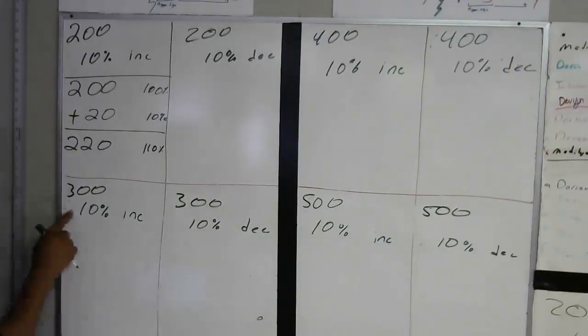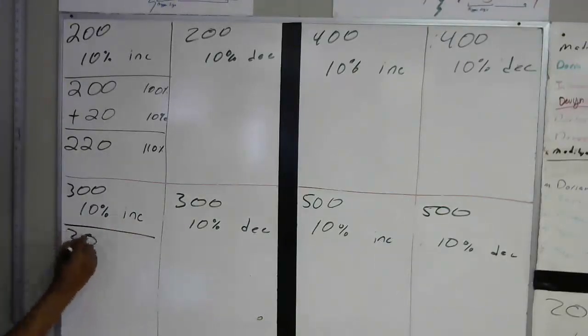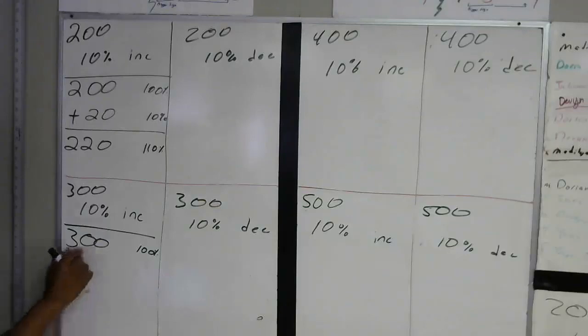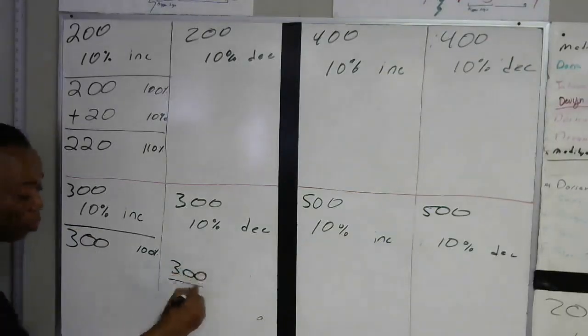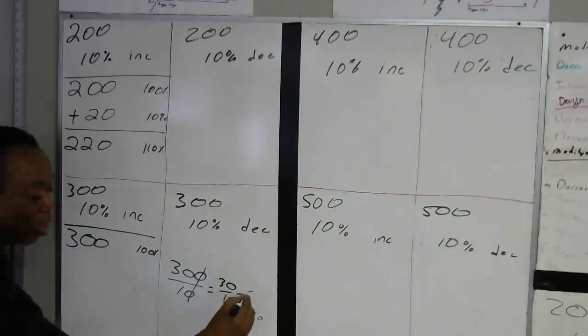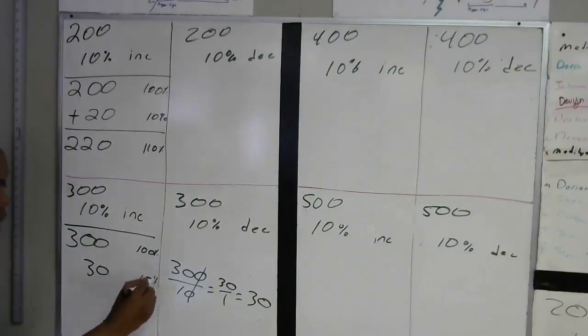Let's do a 300% increase. Well, first we start off with the number 300. After you write the number 300, call that the 100%. 300 represents everything, or 100%. To find out what represents the 10% right here, we're going to divide 300 by 10. When you divide 300 by 10, you end up with 30 as an answer. So 30 represents the 10%.